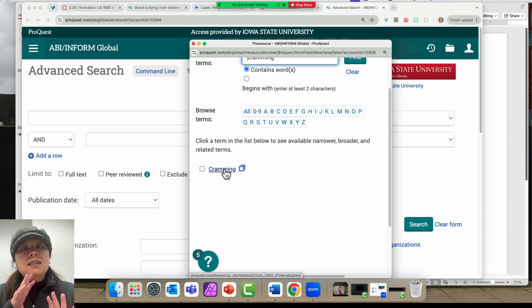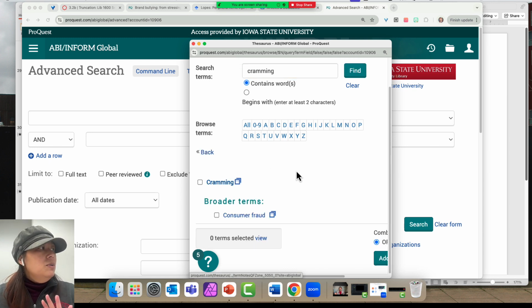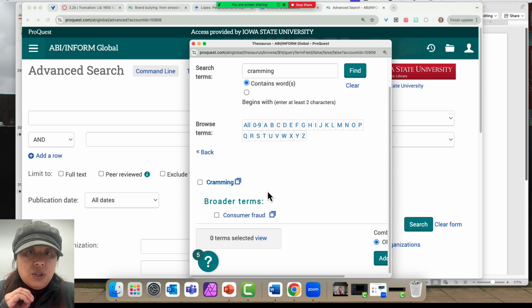Okay, why is the thesaurus so important? When I'm doing a search, okay, and I only know this word cramming, the researchers that are doing research on your topic may not be using the same word cramming. The thesaurus is going to tell you what other words that literature may be listed under. That way you're not using the wrong keywords for the topic that you're looking for. You use the thesaurus in order to find the key terms that your researchers are using. In this case, you notice the broader term is consumer fraud.